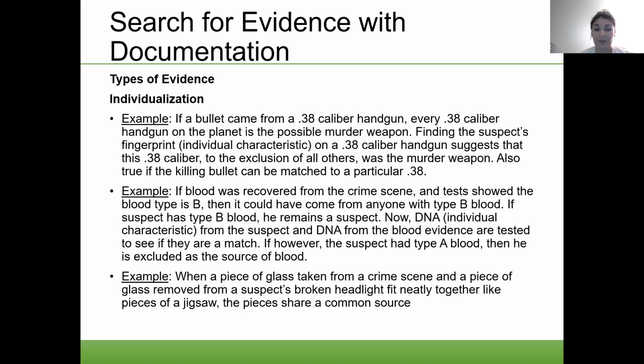Another example is when a piece of glass is taken from a crime scene, like a hit and run, and a piece of glass is removed from the suspect's broken headlight. So a guy hits and runs, and he broke his headlight when he fled from the scene. The investigators find a piece of glass as evidence, and they compare that piece of glass to the broken section of the headlight of the suspect. If it fits together like a jigsaw piece, like you're putting a puzzle piece in and it all fits together, then the pieces share a common source. That's the jigsaw example from before.